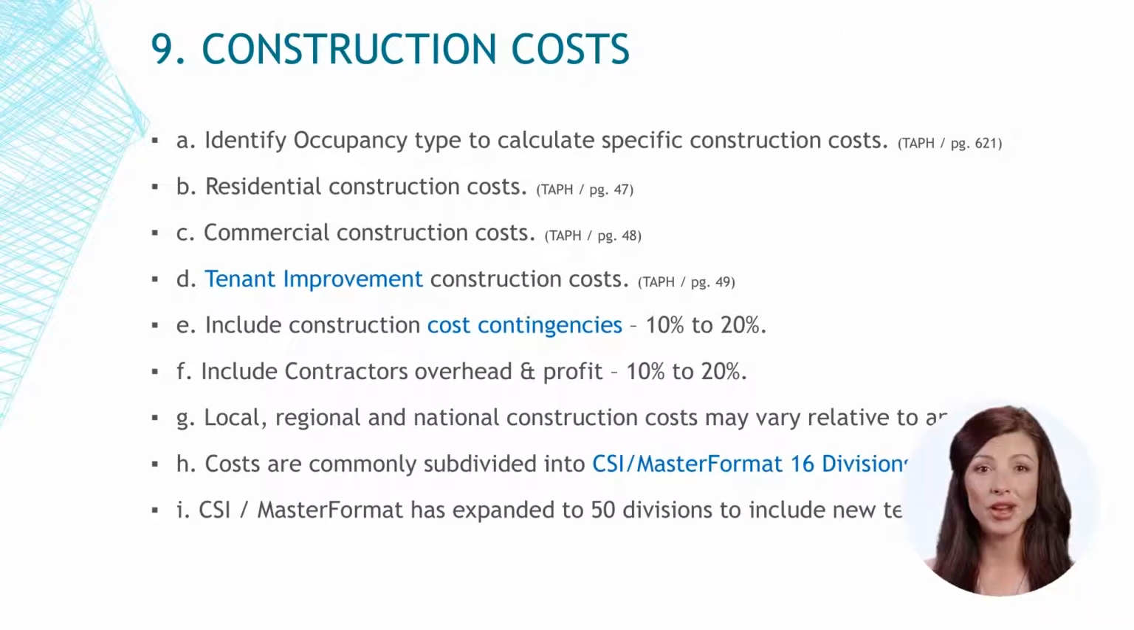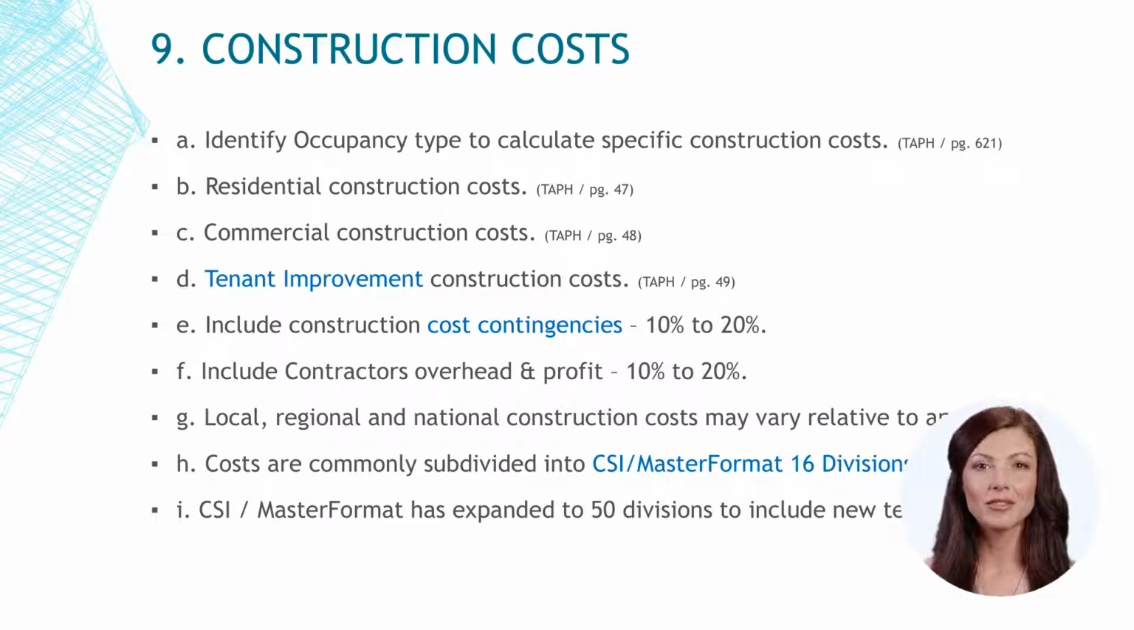G. Local, regional, and national construction costs may vary relative to a price index, which is typically the national average. H. Construction costs are commonly subdivided into a Construction Specifications Institute master format of 16 divisions. Note, this is the traditional format, pre-2004.